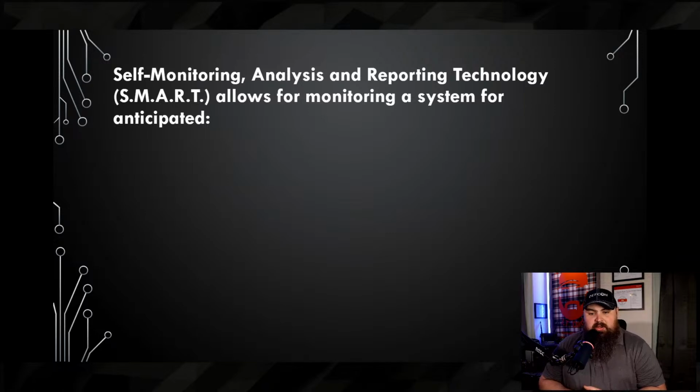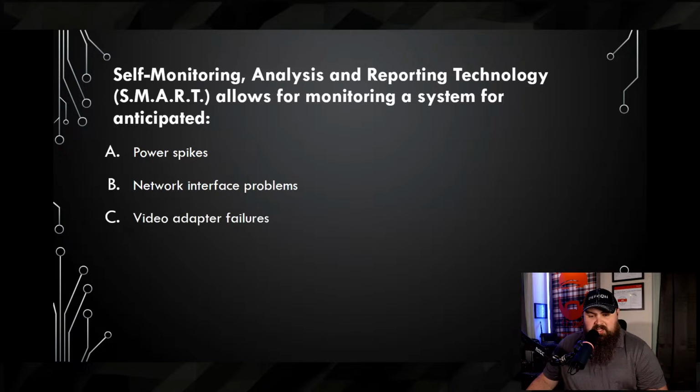Self-Monitoring Analysis and Reporting Technology, SMART, allows for the monitoring of a system for anticipated what? A, power spikes, B, network interface problems, C, video adapter failure, D, HDD SSD failures. Oh, well, I may or may not have just displayed the answer by accident. But SMART allows for the monitoring of a system for anticipated what?